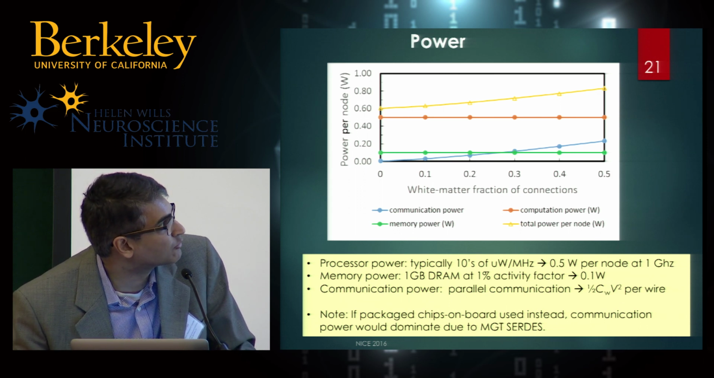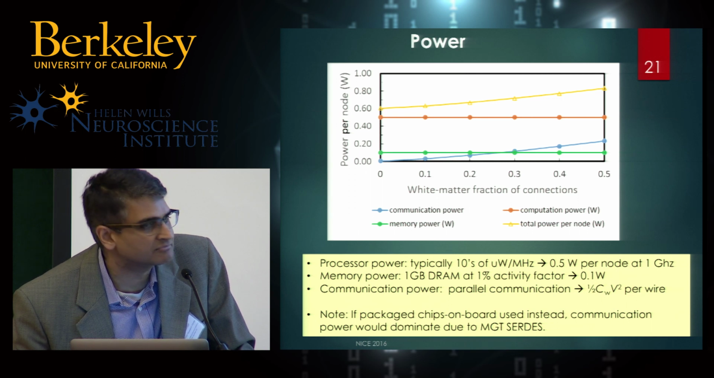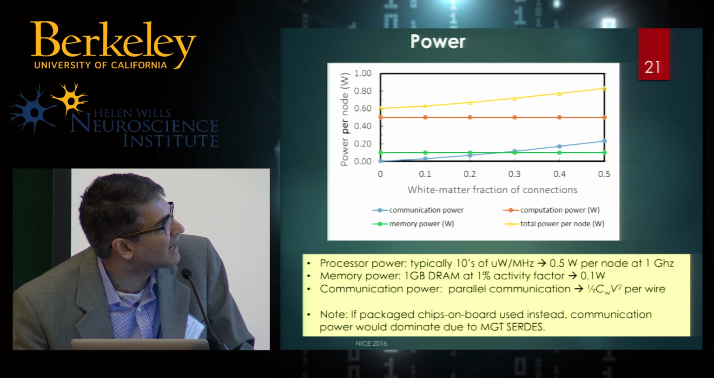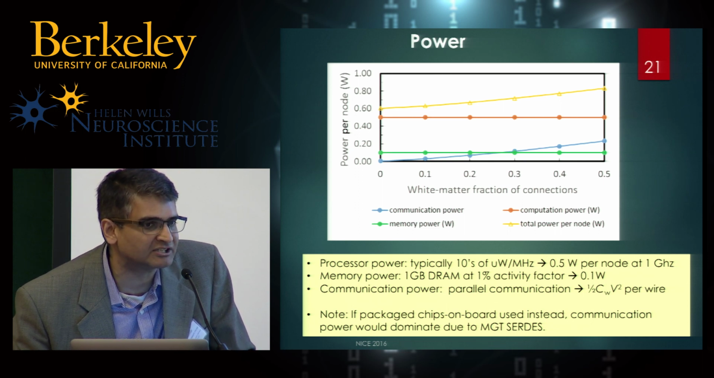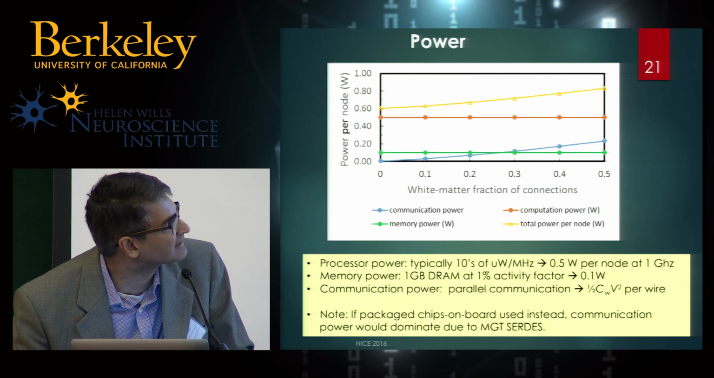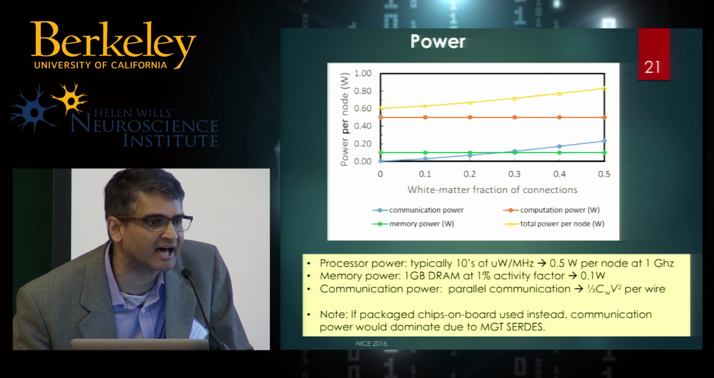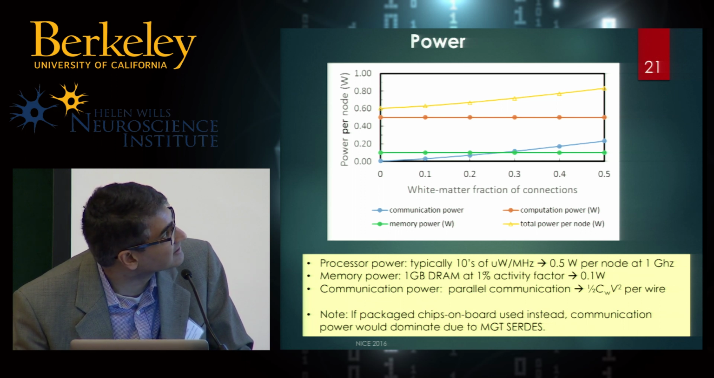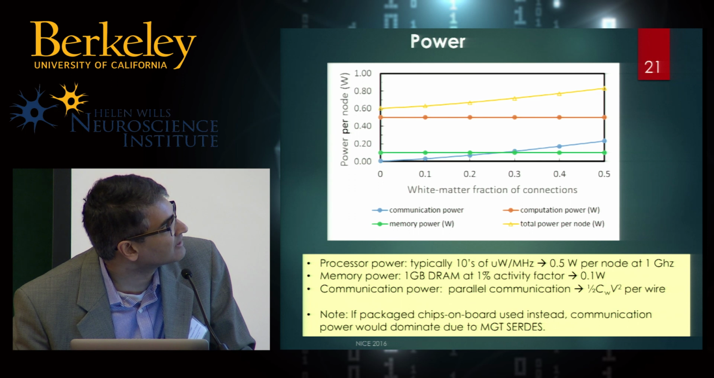And for the communication power, we know what the bandwidth requirements are, but we now have parallel communication, which means we have to charge up a wire. That charging cost is one half C, the capacitance of the wire, times V squared, per wire. The x-axis here is the white matter fraction of the connections. I didn't have a really good answer for this, so I left it as a parameter. I know there are some estimations of this, but it could vary a lot depending on the application, so I chose to plot results as a function of it.